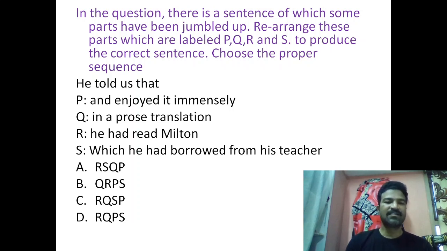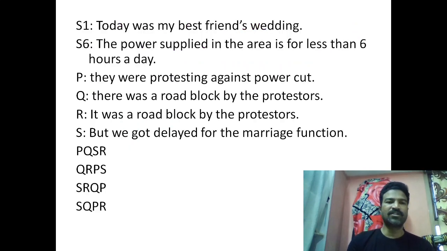Got the right answer? Let's check out what exactly is the correct option here. Option C, RQSP. He told us that he had read Milton in a prose translation which he had borrowed from his teacher and enjoyed it immensely. So RQSP is the correct combination. Moving on to next question.